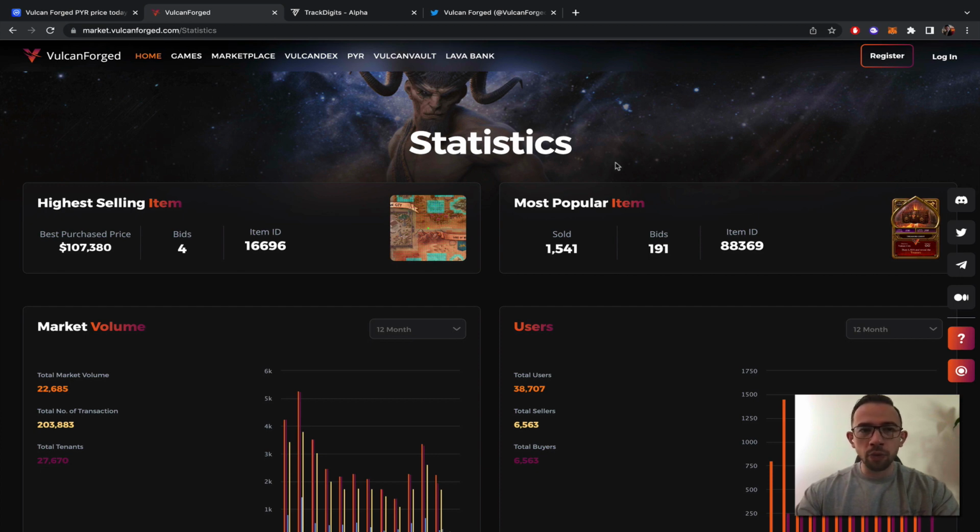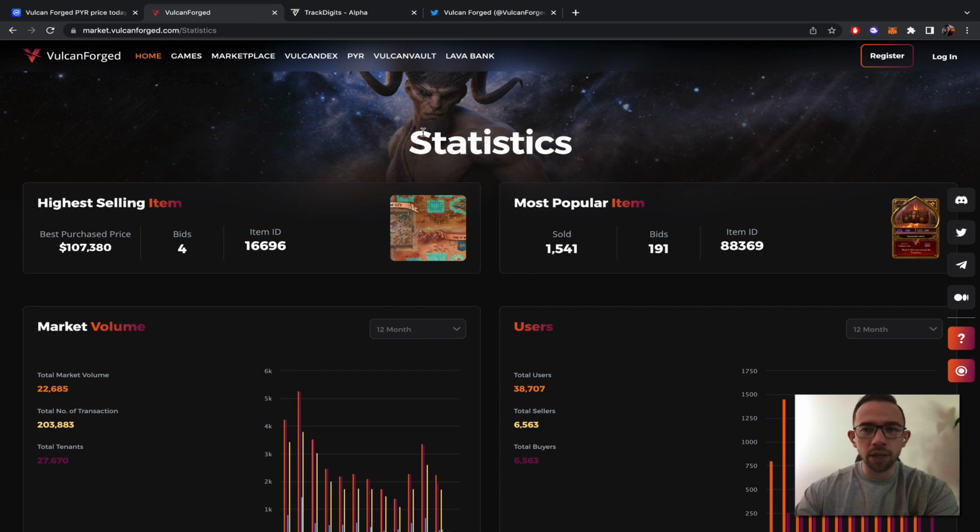So obviously I did some research prior to this, and one of the examples I have is the Vulcan Forged marketplace. This gives a really good indication of the relative tradable volume. So all the games that they have on their, let's say now they also have a layer one blockchain that they created. I think it's called Elysium.